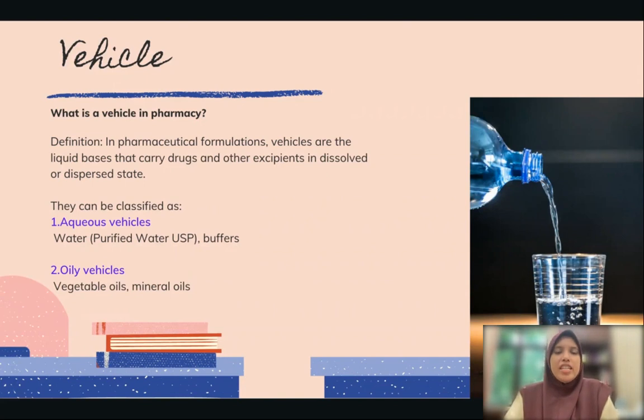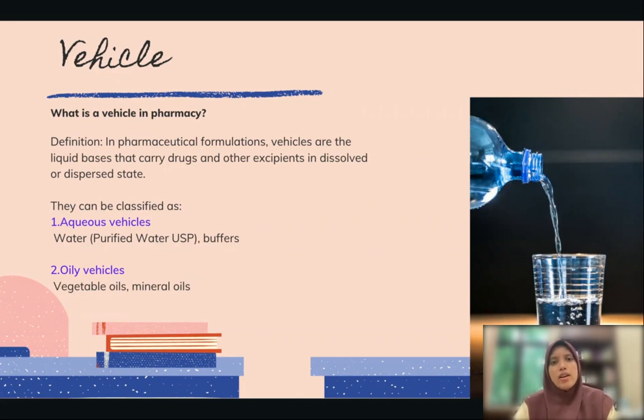Okay, vehicle. So you have been hearing this word, okay? So what is a vehicle in pharmacy? In pharmaceutical formulation, vehicles are the liquid bases that carry drugs and other excipients in dissolved or dispersed state. So basically, the definition of vehicle that we know, like cars, right, is to carry something. So it's the same thing as the definition of vehicle in pharmacy.